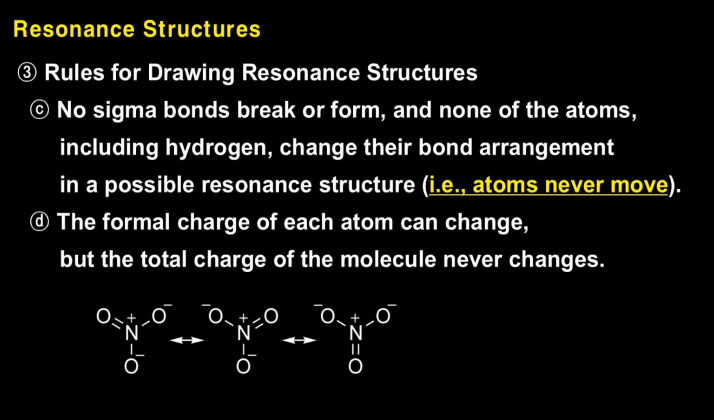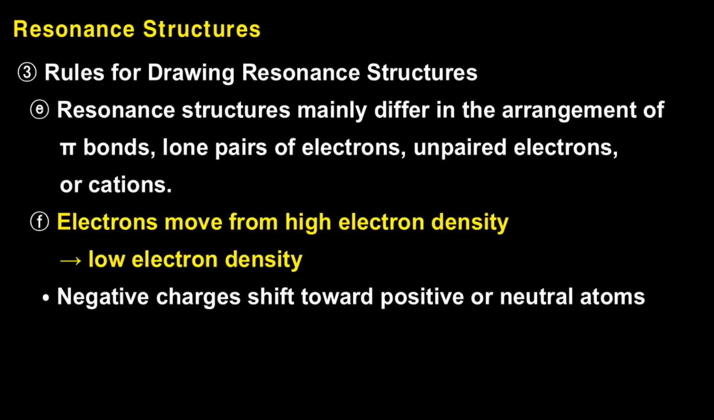Also, the total charge of the molecule has to stay the same. Even though formal charges on individual atoms might change from one structure to another, the overall charge of the molecule doesn't go anywhere. Take the nitrate ion, for example. No matter which resonance structure we draw, the total charge always stays at -1.